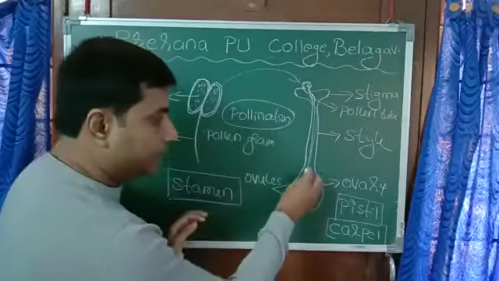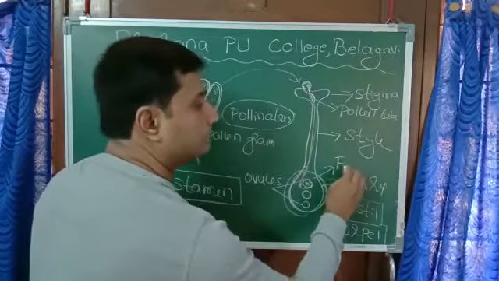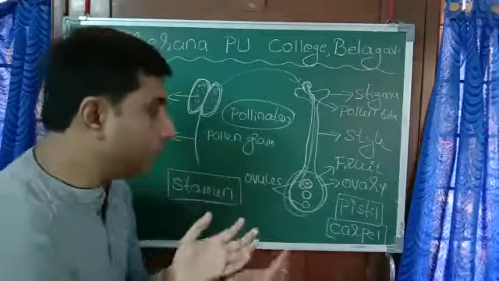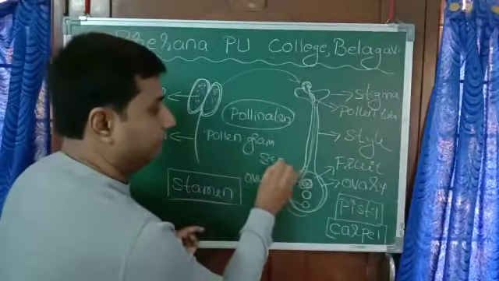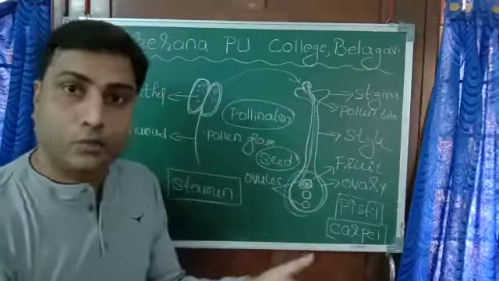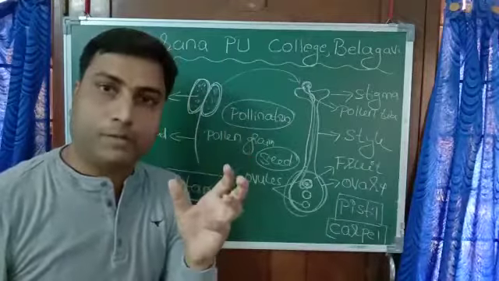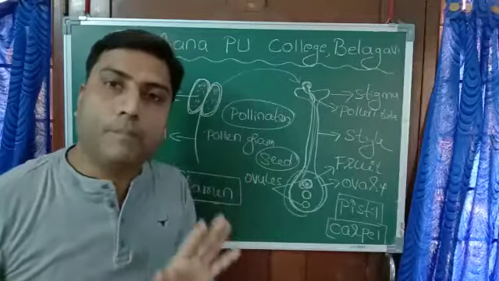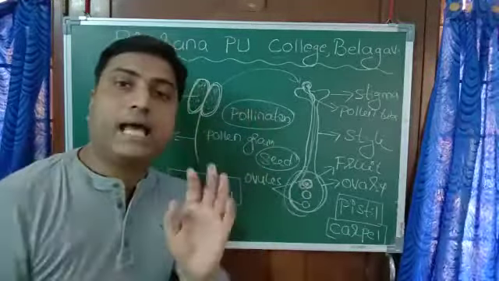As a result, this ovary will turn into fruit. After a few days, the ovary will convert into fruit and the ovule will form into a seed. So you have to remember this: ovary into fruit and ovule into seed. All other parts of the flower will fall off. So now only the fruit remains. If only one ovule is there, we will get one seed inside the fruit, as in the case of mango. If there are 50 ovules, we will get 50 seeds inside the fruit, as in the case of watermelon.